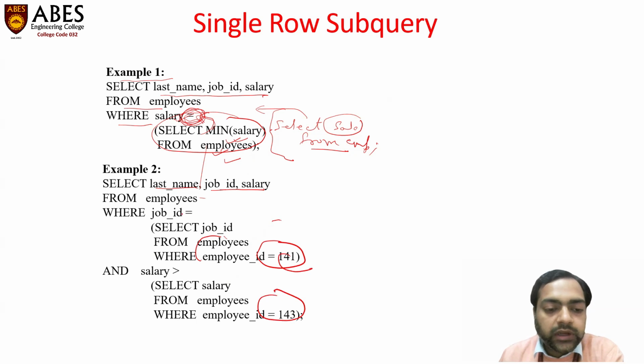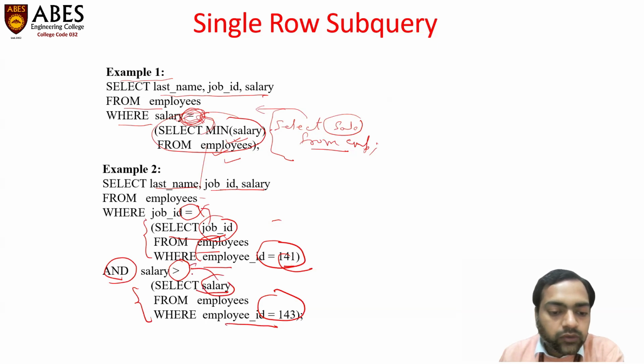So what we have done here is use the single row operator equals to, and here also we have used a single row operator, with two subqueries joined by the AND clause. First, it will provide the job ID from employees where employee ID equals 141. So it will provide a single job ID and give it to the outer query. In this case also, it will provide the salary whose employee ID is 143, and this salary will be provided to this particular outer query.